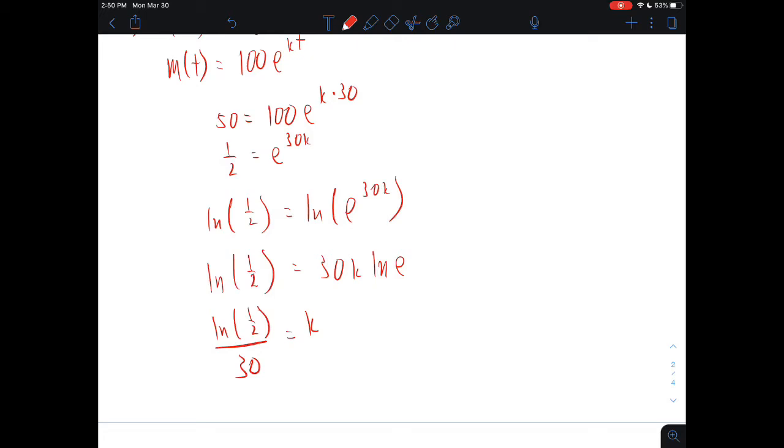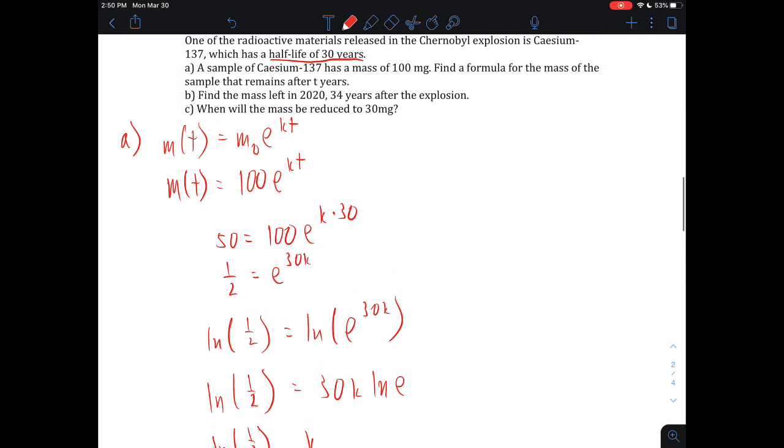So we'll just pop this into a calculator. We're going to find out that k is going to be negative, mainly because the natural log of 1/2 is negative. So natural log of 1/2 divided by 30, we can approximate this to negative 0.023 for k, which means that our answer for part A is really just m of t equal to 100 times e to the negative 0.023 t.